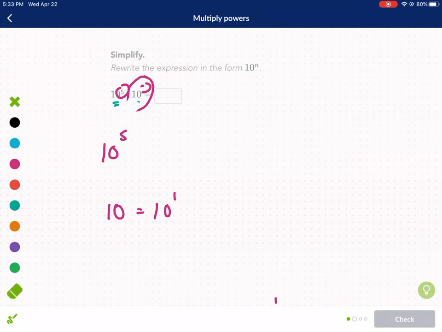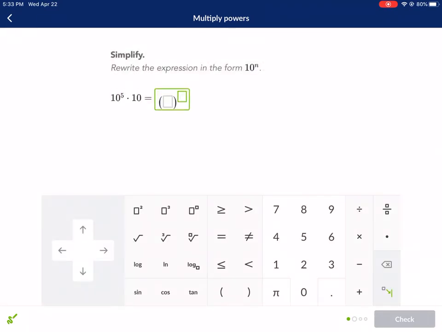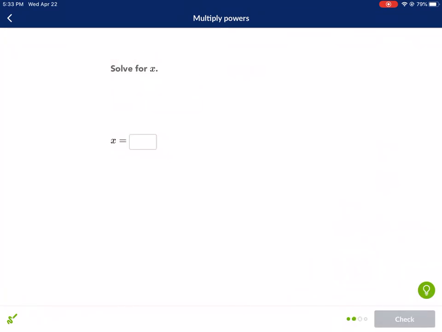So how do we account for it? Well, we're going to write that implied 1, and now, since the base is the same, we can go ahead and add exponents again, or add powers, however you want to think of it. So you have 10 to the 6th power. Okay, 5 plus 1 equals 6. So 10 is our base. 6 is the power. Check the answer. Doing great.